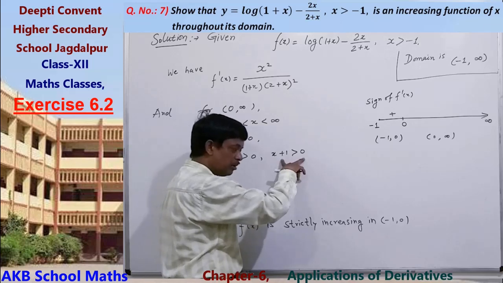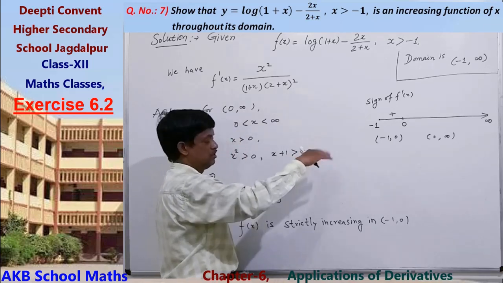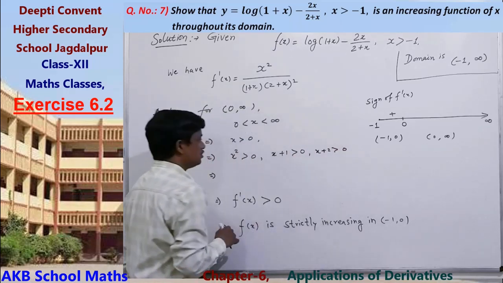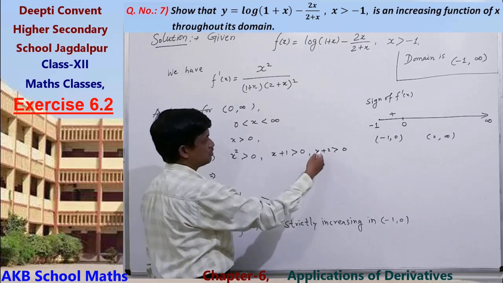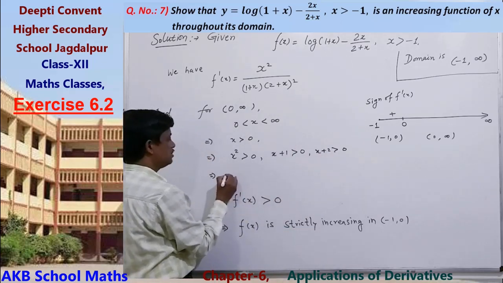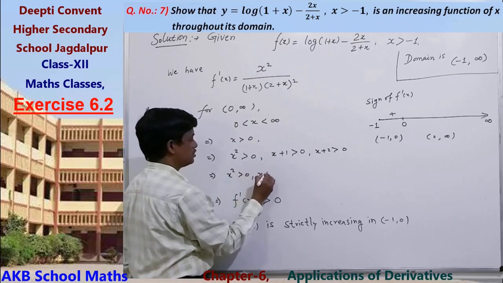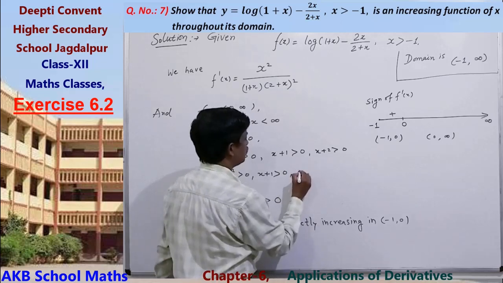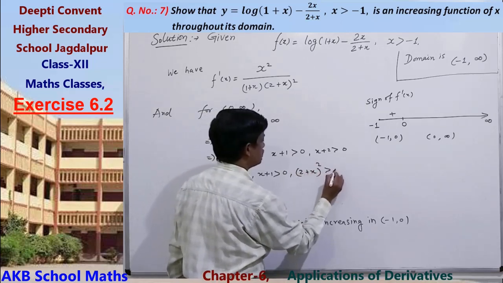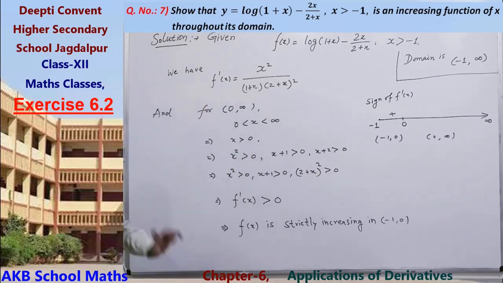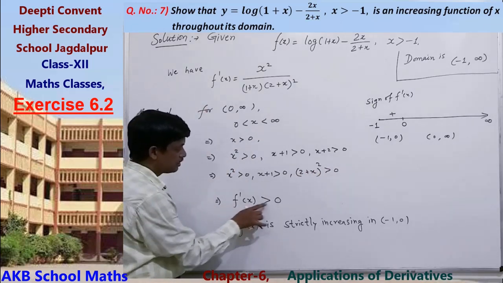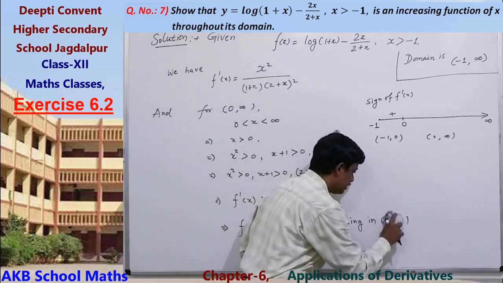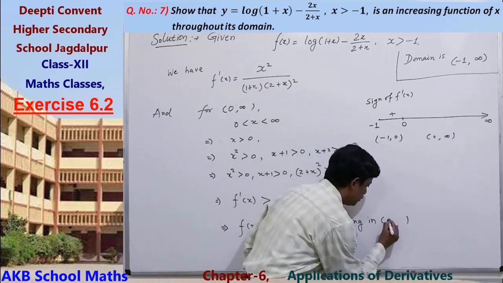Similarly, you can add 1 on both sides. X plus 2 is greater than 1, that means greater than 0. So x plus 2 is also greater than 0, that means x plus 2 whole square is also greater than 0. This implies x square is greater than 0, x plus 1 is greater than 0, and 2 plus x whole square is also greater than 0. That also implies f dash is greater than 0. That is, f is strictly increasing in 0 to infinity.